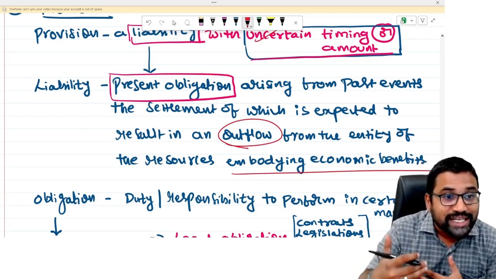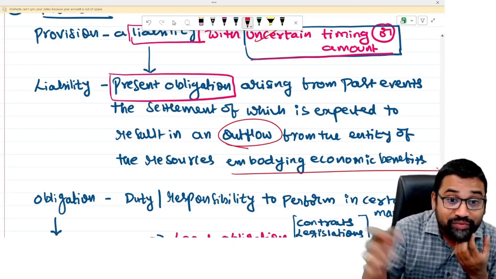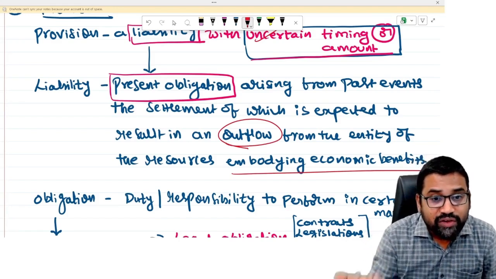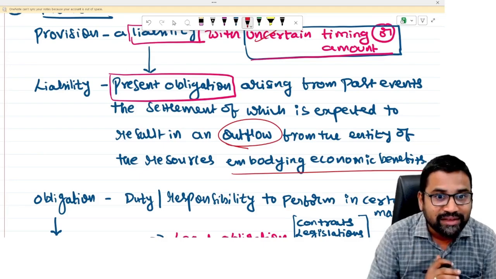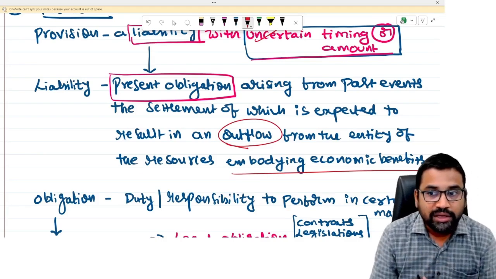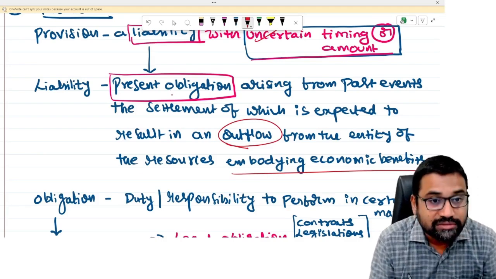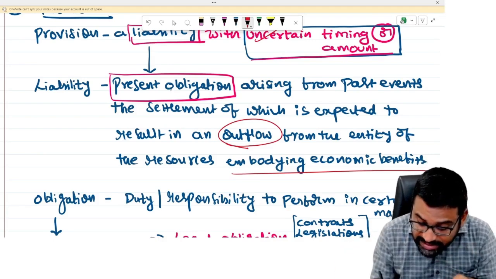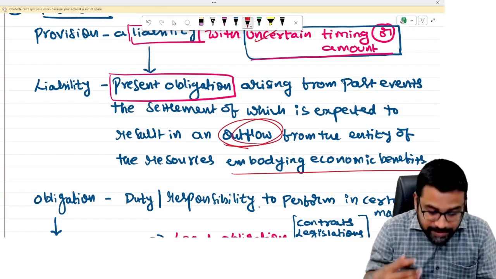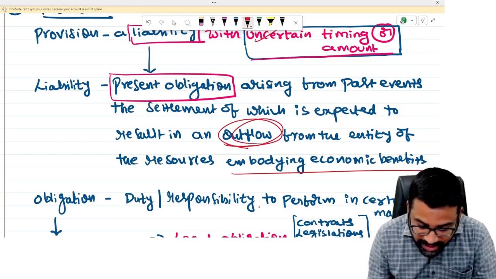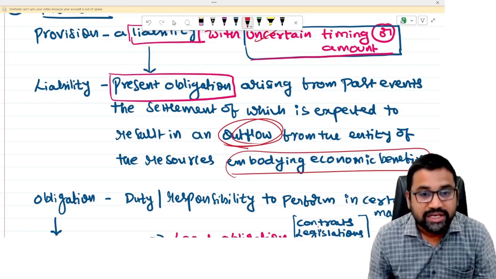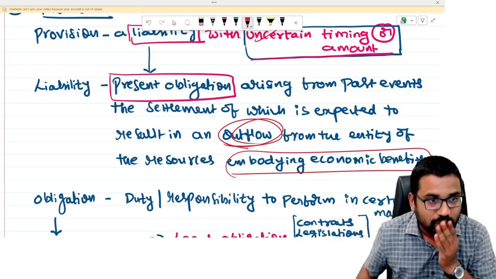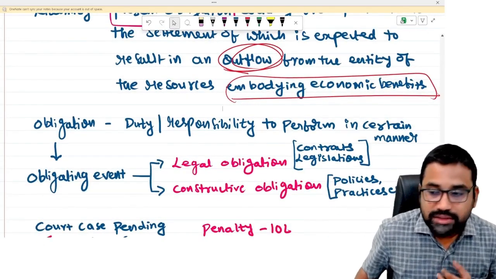Now, in order to settle this obligation, there will be an outflow of resources. Sir, suppose there is an obligation, but it does not result in an outflow of resources, then it is not a liability. So, to become a liability, there must be a present obligation, and this obligation is expected to result in an outflow from the entity of resources embodying economic benefits. That means the organization's resources must go out. Okay.